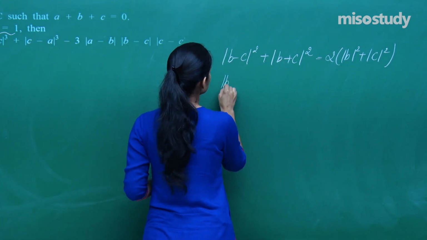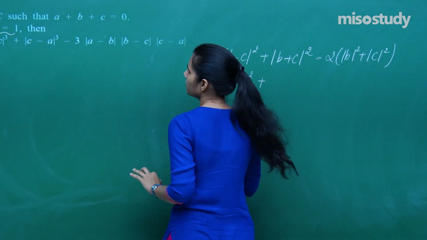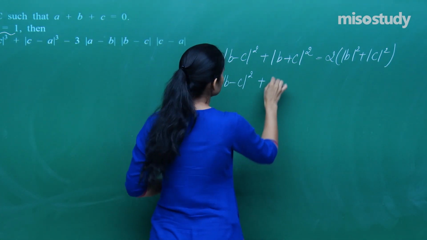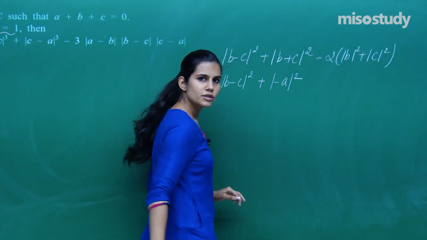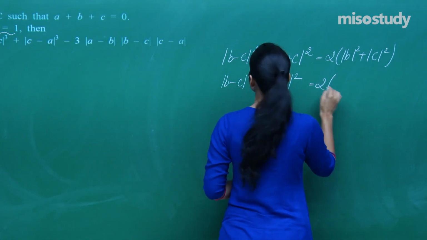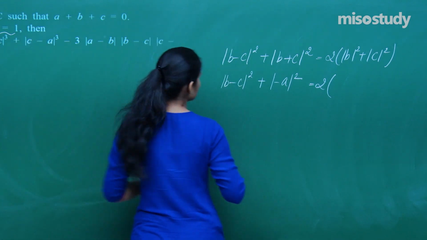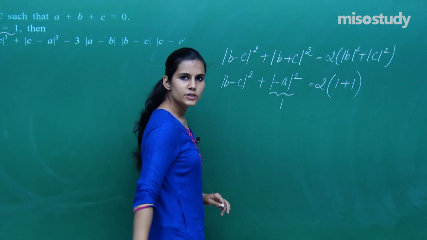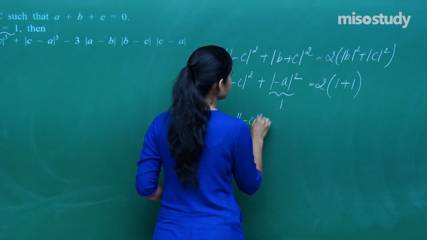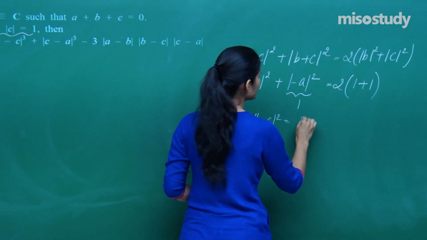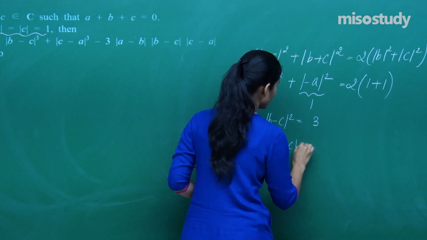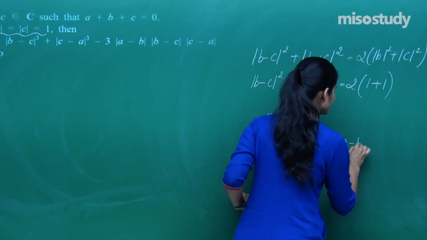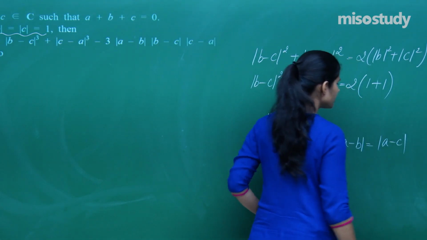right? This is mod of b minus c whole square. Now mod of b plus c, see b plus c is minus a, so mod of b plus c is mod of minus a whole square. This is twice of mod b is 1, mod c is 1, so this is 1 plus 1. Mod a is actually 1, so 1 square is 1. So you get mod of b minus c whole square is 2 into 2, 4, 4 minus 1 is 3. So b minus c mod is root 3. Exactly in a similar fashion you can show mod of a minus b is root 3 and mod of a minus c is root 3.